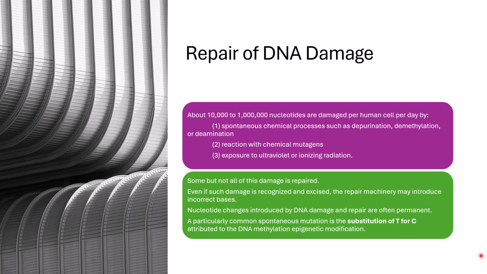So we assume that the nucleotide changes introduced by DNA damage and repair are often permanent, and one of the most common spontaneous mutations that happens is the T to C substitution. We will mention that later.